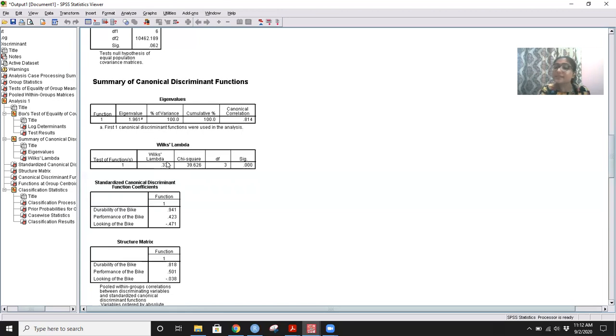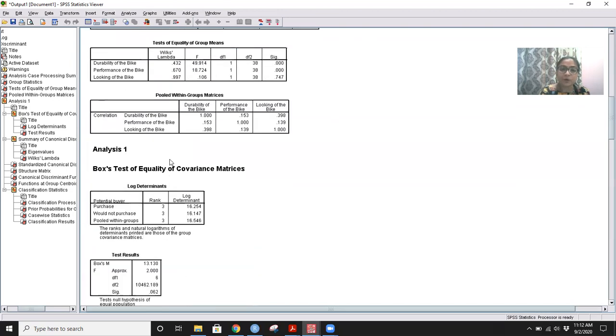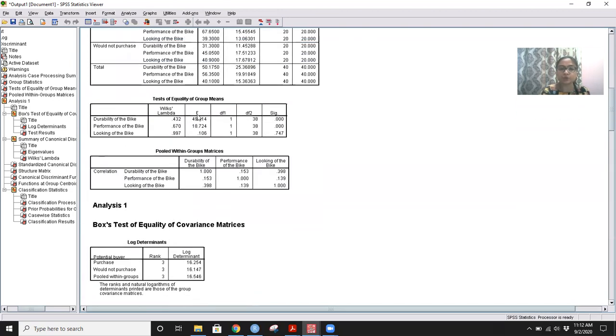So what is desirable? A lower value of Wilks lambda. Mind it, the closer Wilks lambda is to 0, the more important your discriminant function is. Fine. At this point I would also like to explain the Wilks lambda which we came across in this output, the test of equality of group means. I did not explain Wilks lambda in my earlier lecture, so I'm explaining it now.